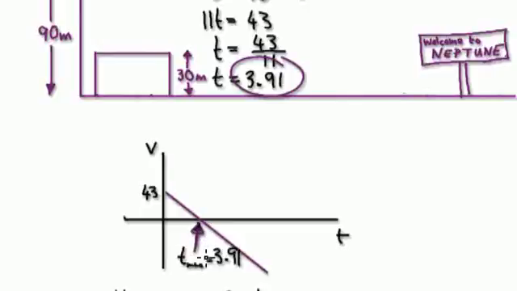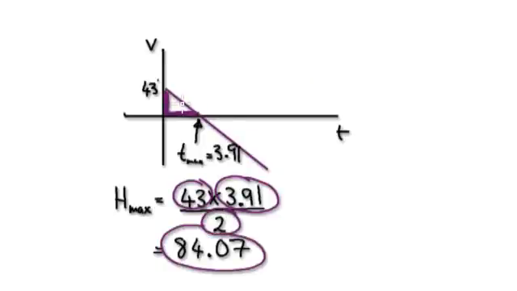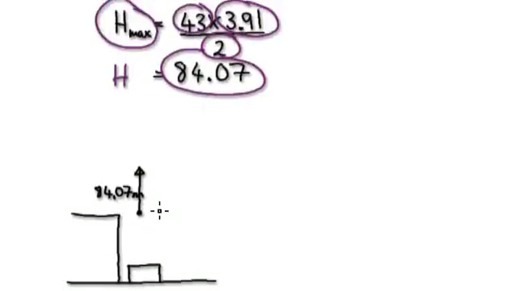So now you've got yourself T max here, the length of the time here. Now you need to find out the area of this triangle, which will give you the maximum height. The maximum height in meters will be the height here times the width here, and then you cut it in half. The area represents the maximum height, H max. So our diagram will look like this. This is our maximum height here. When we fire the cannonball, it will reach its maximum height at 84.07 meters.